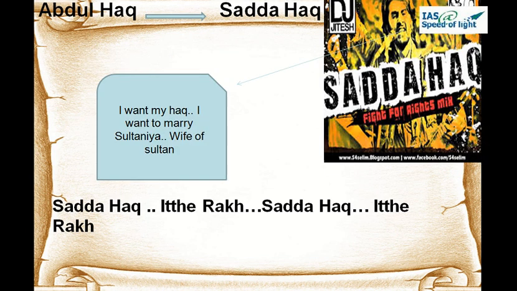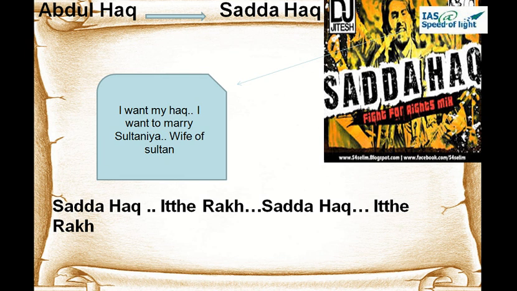Coming to the next author now, Abdul Haq, it becomes Sada Haq, right? It was a famous song, Sada Haq Itterak. So this hero, Ranbir Kapoor, is singing that song, Sada Haq Itterak, and he's saying, I want my haq, I want to marry Sultania, wife of Sultan, right?